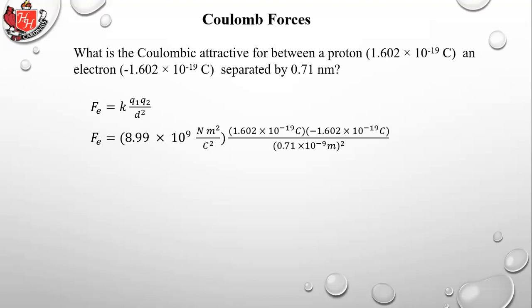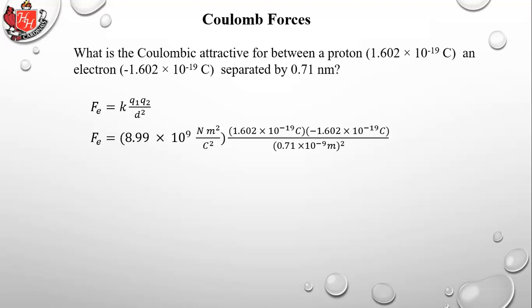So the 8.99 times 10 to the 9th is Coulomb's constant. Then up at the top, you have 1.602 times 10 to the negative 19th. Then you have a negative 1.602 times 10 to the negative 19th. That's the charge on a proton and an electron. One of them is positive, the proton. One of them is negative, the electron. Down at the bottom, you have the separation between them, which is 0.71 nanometers.